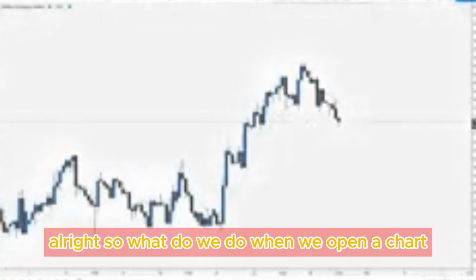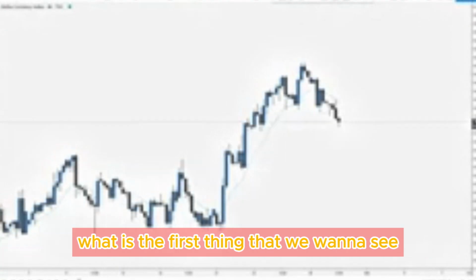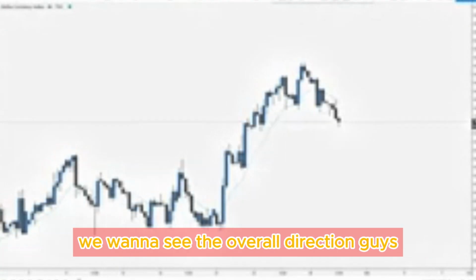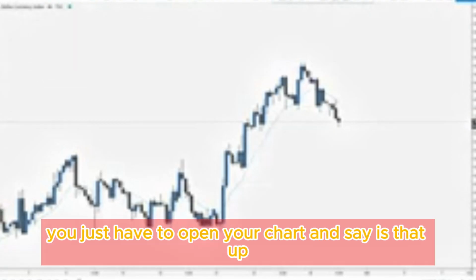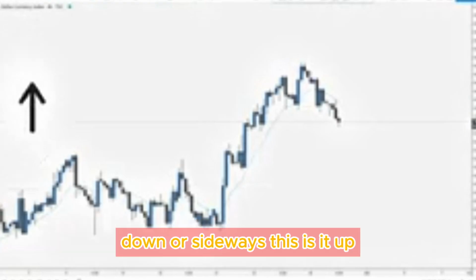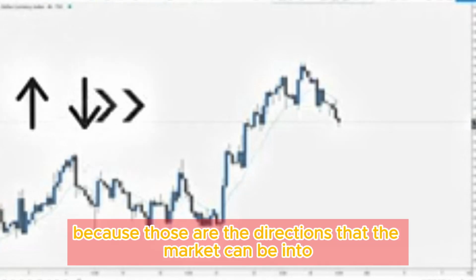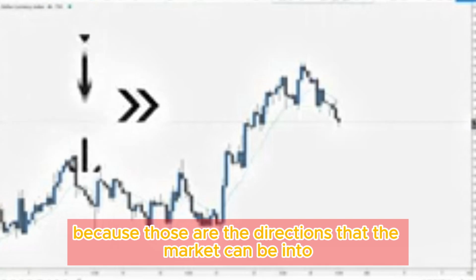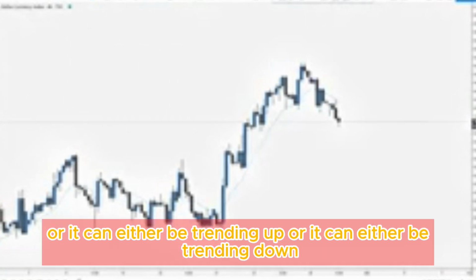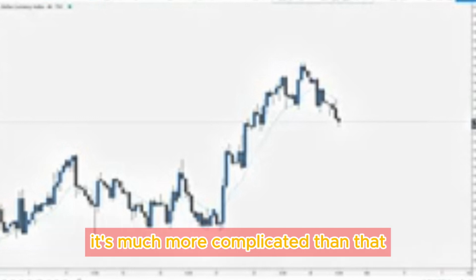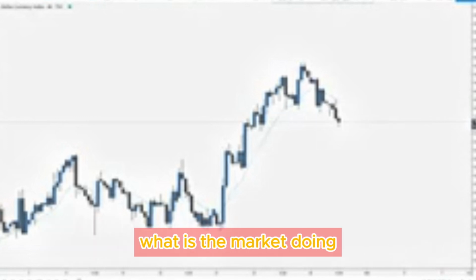Alright, so what do we do when we open a chart? What is the first thing that we want to see? We want to see the overall direction, guys. And it shouldn't be rocket science. You just have to open your chart and say, is it up, down, or sideways? This is it, because those are the directions the market can be in. It can be choppy or consolidating, it can be trending up, or it can be trending down. It's much more complicated than that, but when you open a chart, what is the market doing?